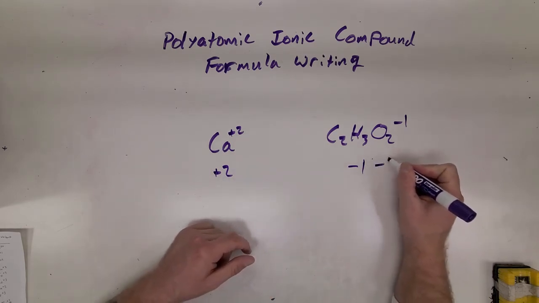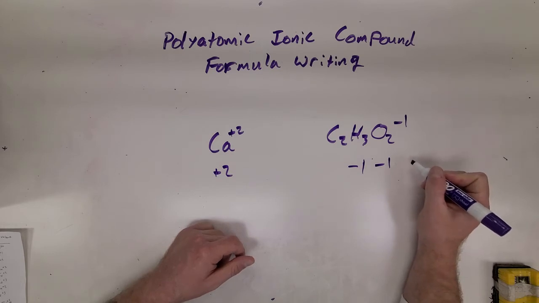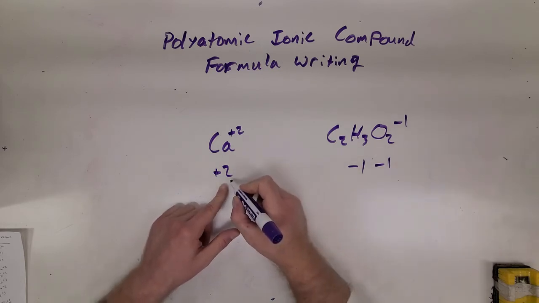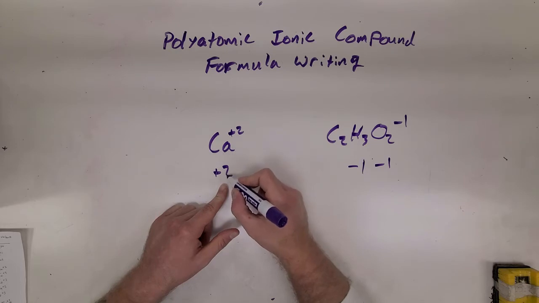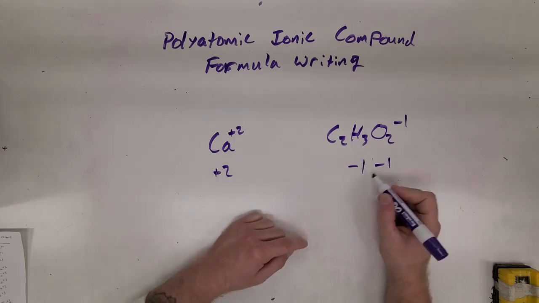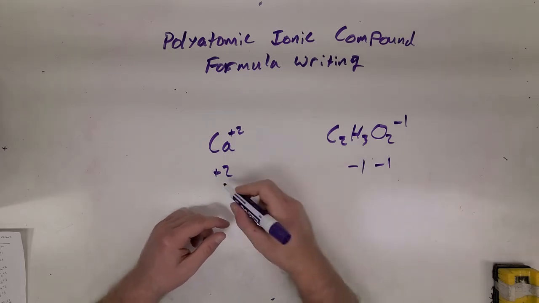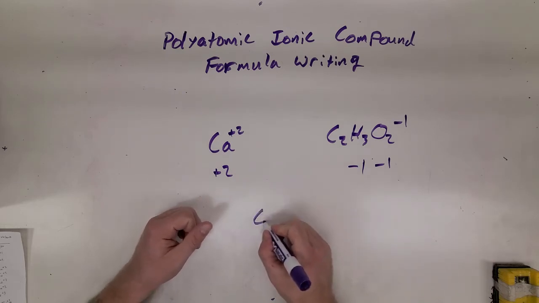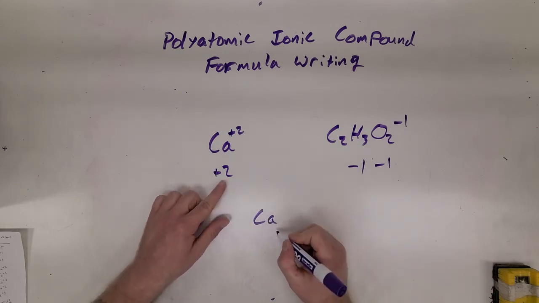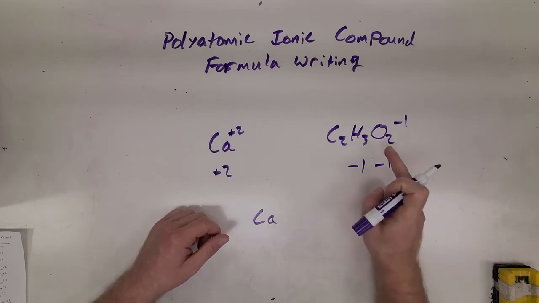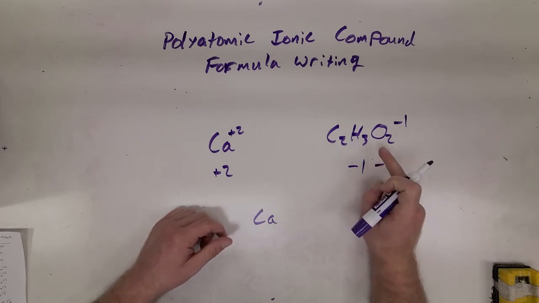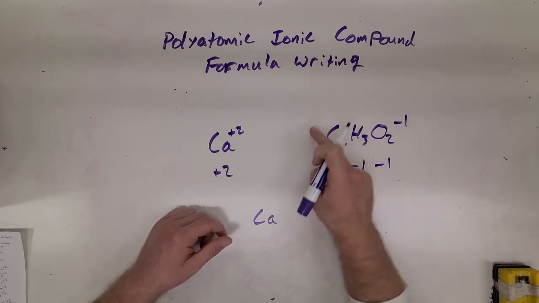So we're just going to add 1 more acetate ion to even that out. So we got 1 calcium with +2 charge, 2 acetate ions with -1 charges. That comes out to 2 and 2, we're good. So we would just write that. Calcium, there's just 1 ion, so we'll leave that as it is.